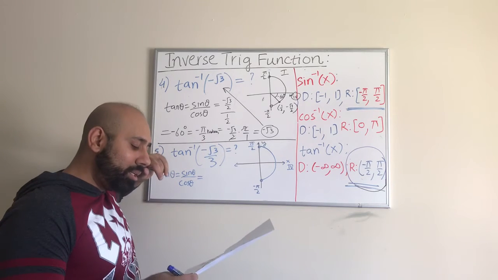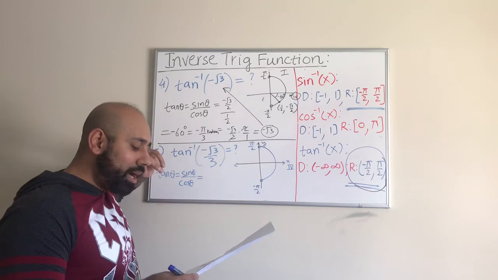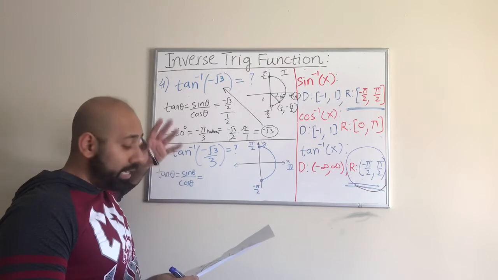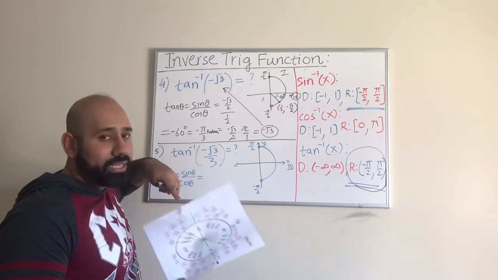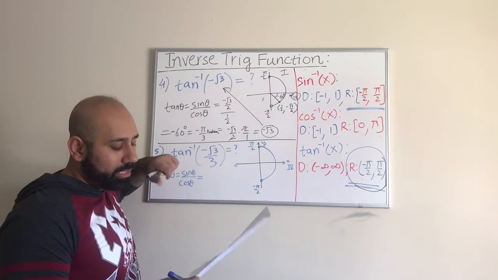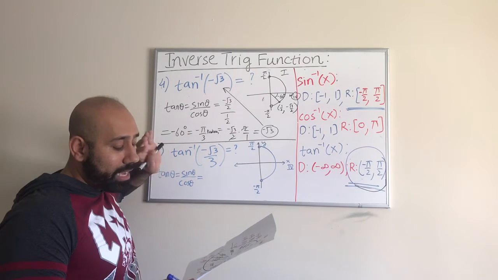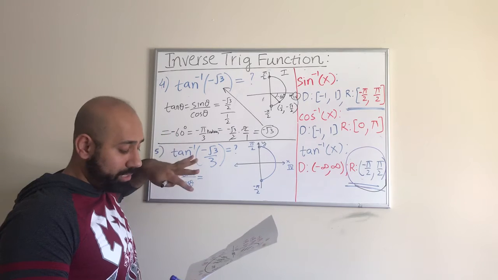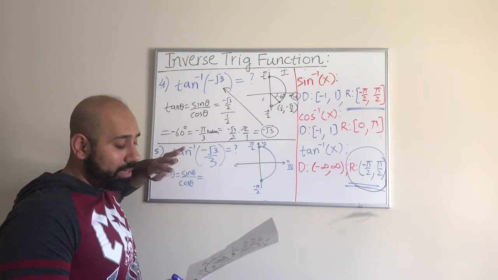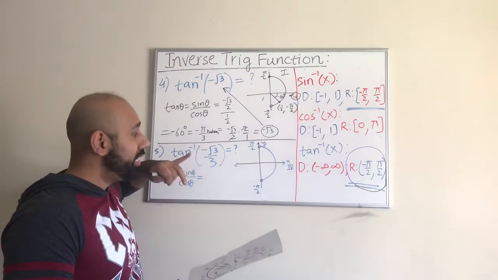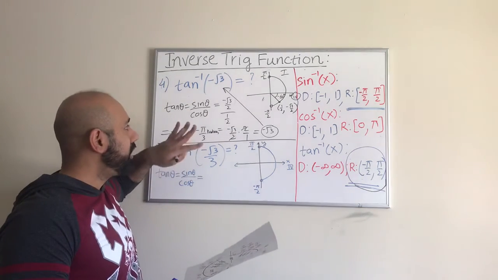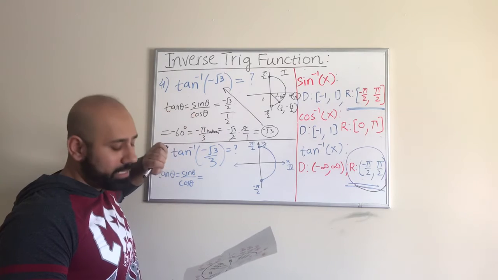Then if I cannot use that point, what other option do I have? One way is to try all the points, but if I look at the points on the unit circle, I can see that I only have 3 options. What are those? Those are negative 30 degrees, negative 45, and negative 60. Negative 60 does not work. We already saw that from the previous example.